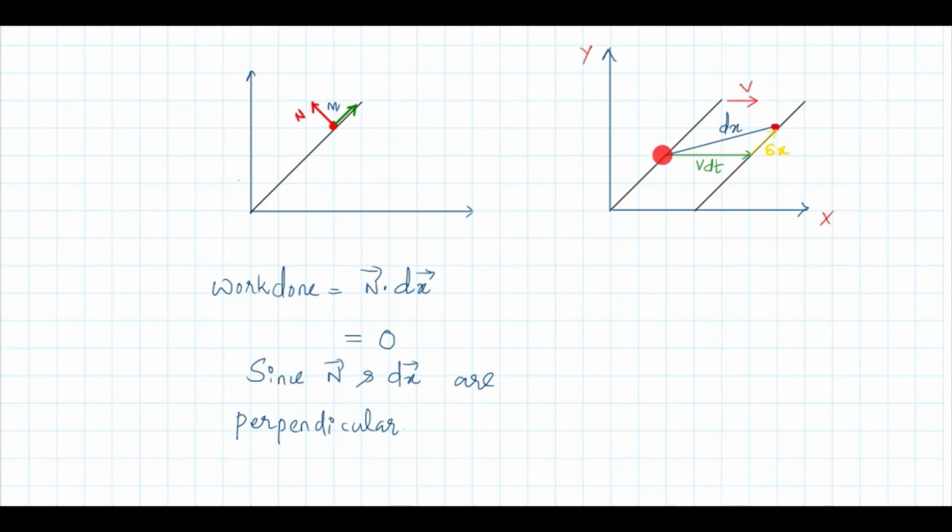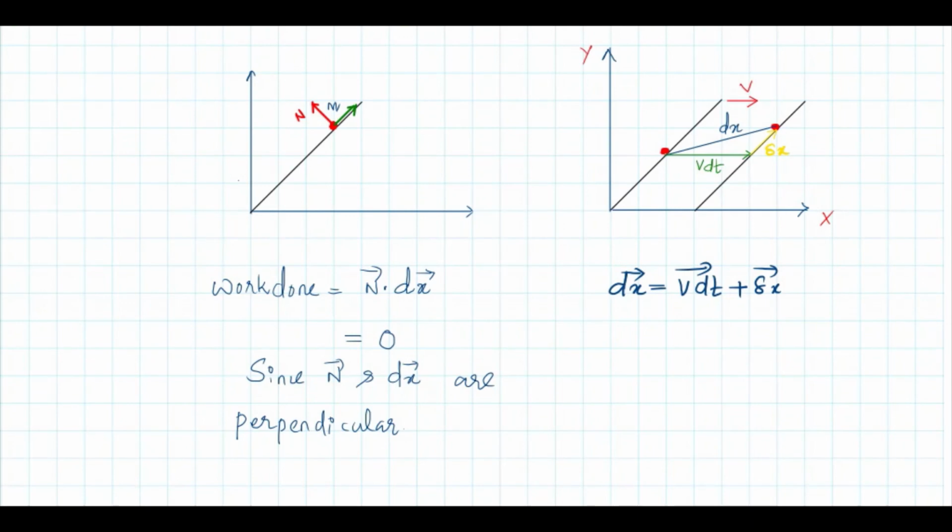Suppose at t equal to 0, this is the position of the bead. After a small interval of time dt, the rod reaches this position, that is, this distance is vdt, where v is the velocity of the rod, and the bead is moving along this rod and reaches this position. So what is the actual displacement of the bead? This is the initial position, this is the final position. The actual displacement is denoted as dx, and it can be written as the sum of two terms. One is vdt, the other one is delta x. So we can write the actual displacement dx as vdt plus delta x.